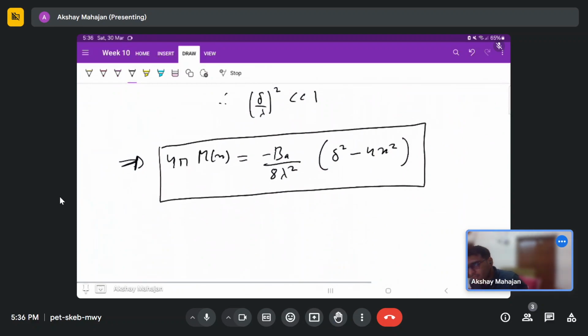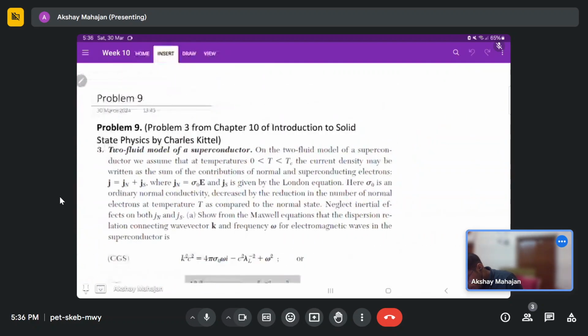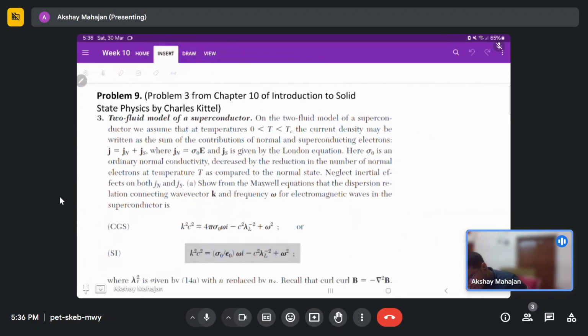Okay. Any doubt in this problem? Okay, so let's move on to our next problem. Just one minute. Okay. So this is the last problem of this session.